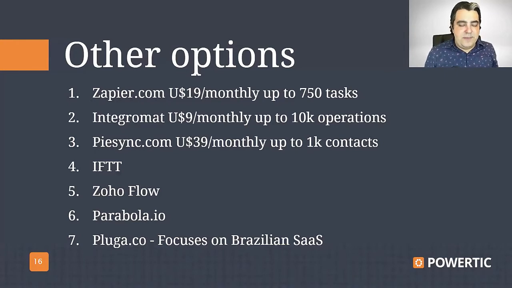They count based on contacts. So for example, if you have 1,000 contacts, they will sync both contact lists bi-directionally. And when we compare with Zapier, they don't have this kind of integration. Basically, Zapier has a special page explaining that, because they don't do bi-directional sync.